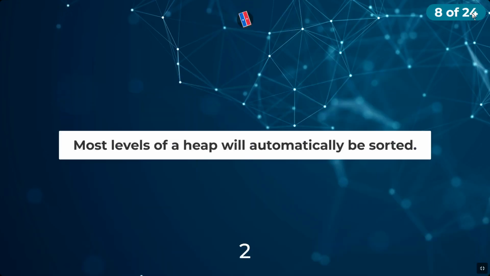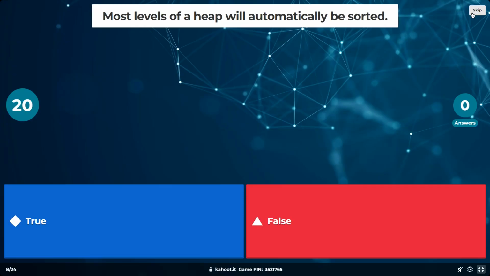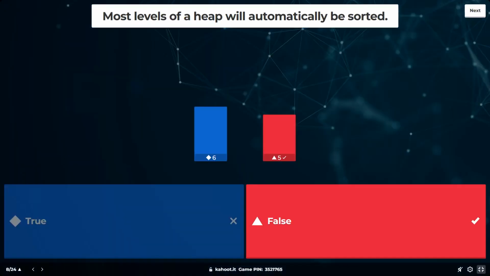All right, true or false? That was an easy one for you. Most levels of a heap will be automatically sorted. What do you think? Who studied up on heaps? Oh, 50-50 split, a little more if you're wrong on that.